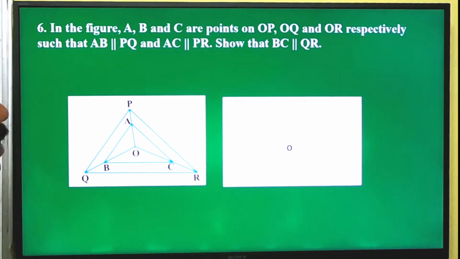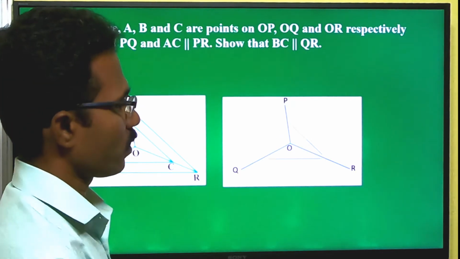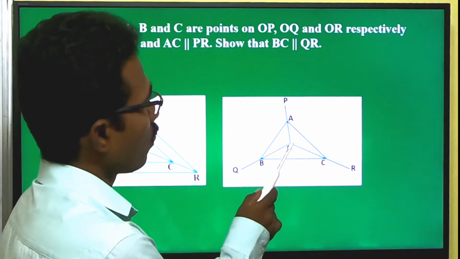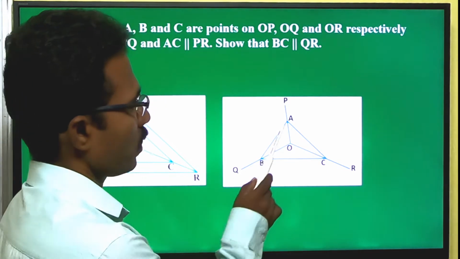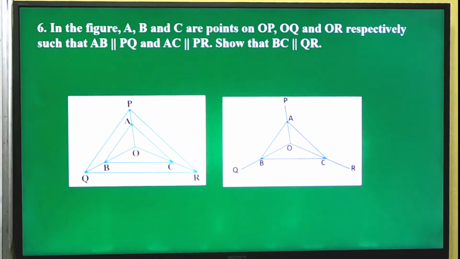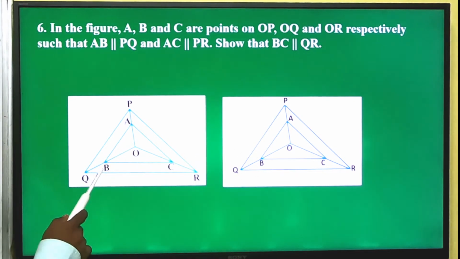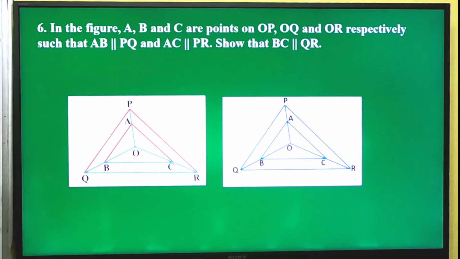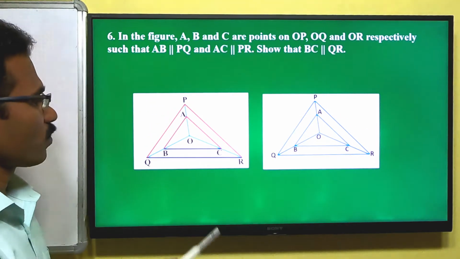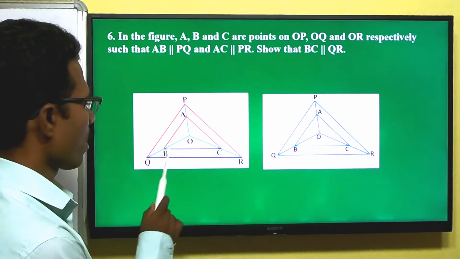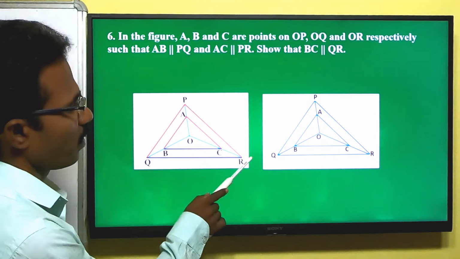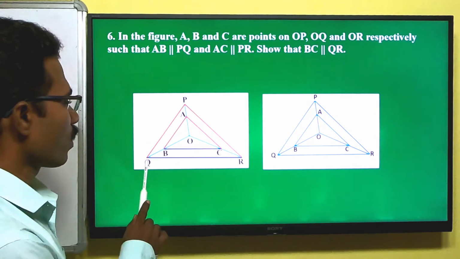In the figure, A, B, C are points on OP, OQ, OR respectively such that AB is parallel to PQ. Same way, AC is parallel to PR. Show that BC is parallel to QR. This we have to prove. Already given AB parallel to PQ and AC parallel to PR; you prove that BC is also parallel to QR.